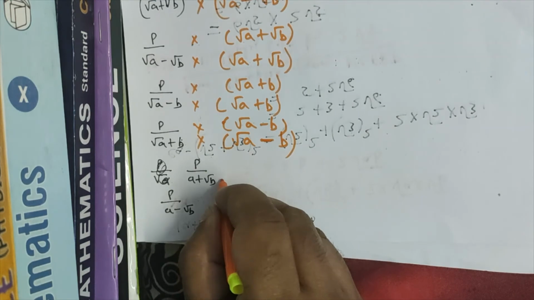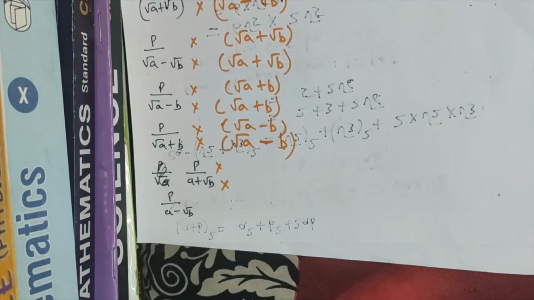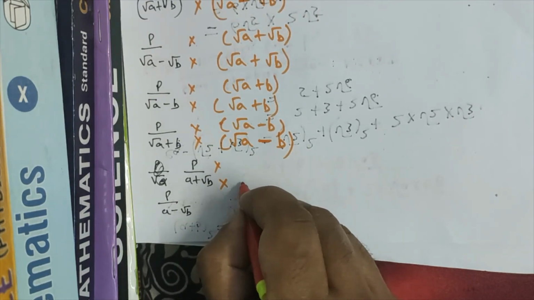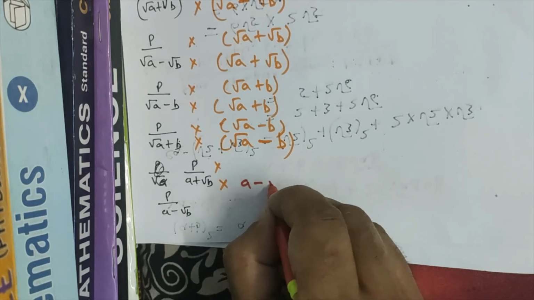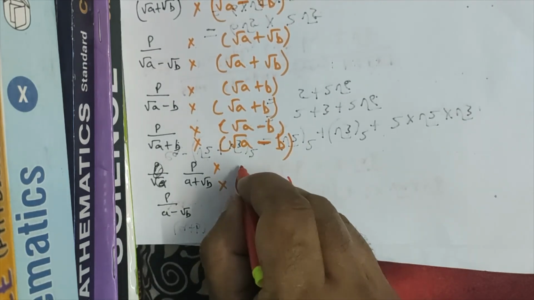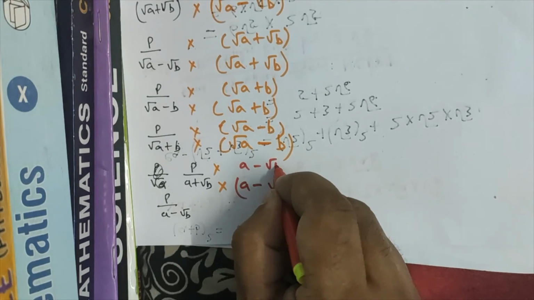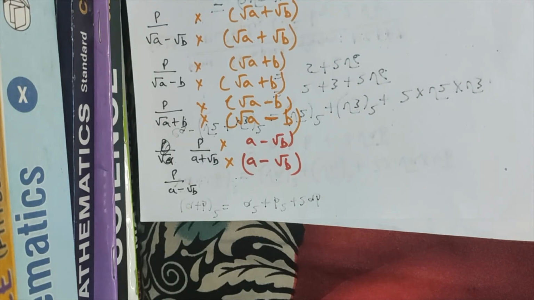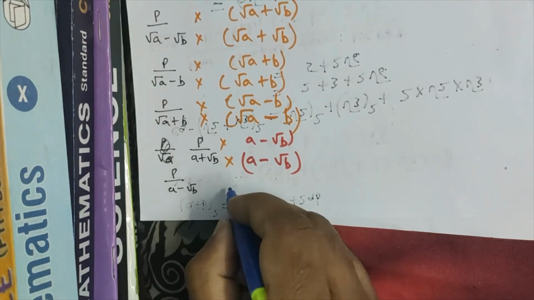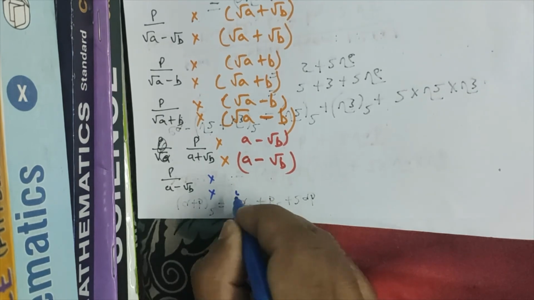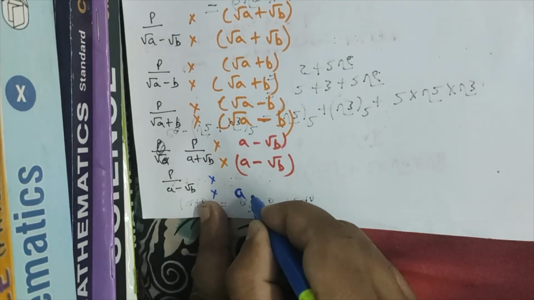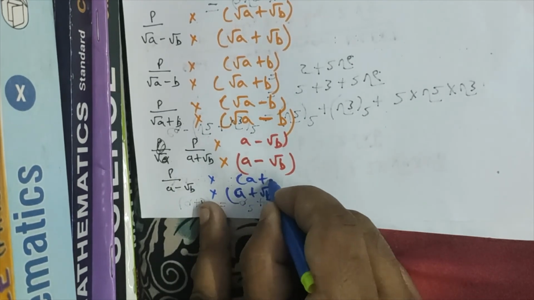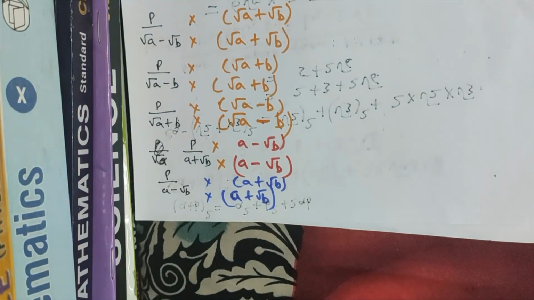If we are having a plus root b, then we will be multiplying with a minus root b and a minus root b in the numerator and denominator. If we are having a minus root b, we will be multiplying with a plus root b and a plus root b in the numerator and denominator.